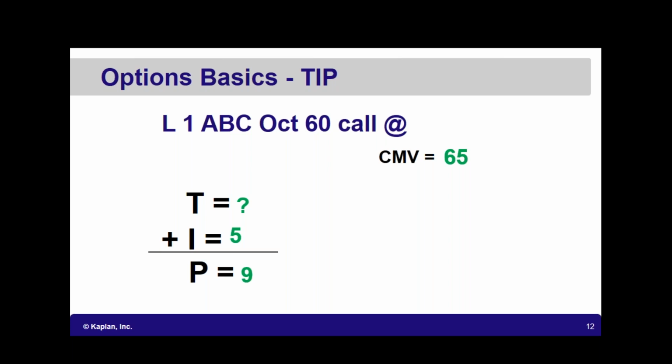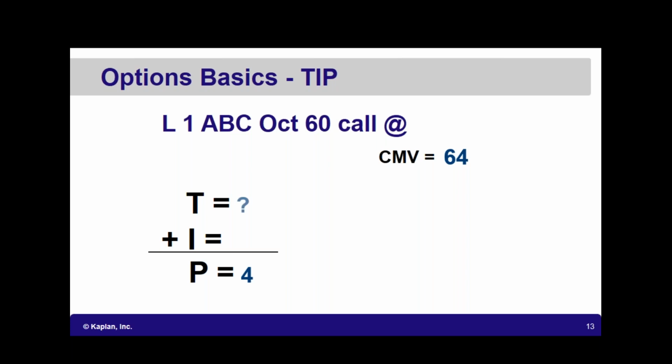So do a little bit of algebra here. If my premium is 9 and my intrinsic value is 5, then I'm solving for T, or time value. And of course, your time value here would be 4. How do you get good at options? You practice. So let's practice one more.